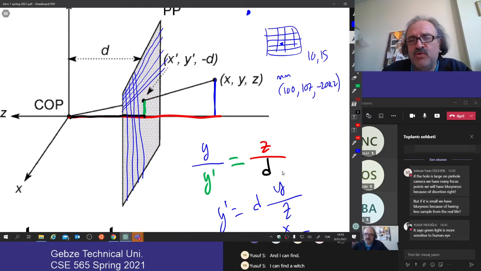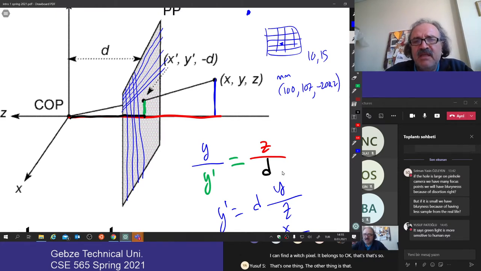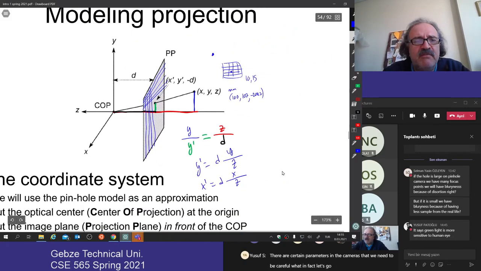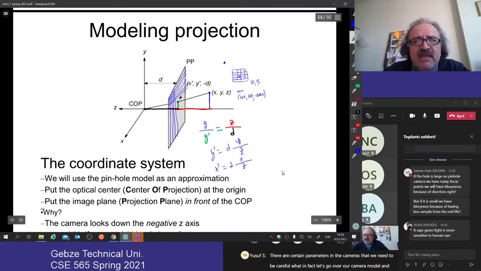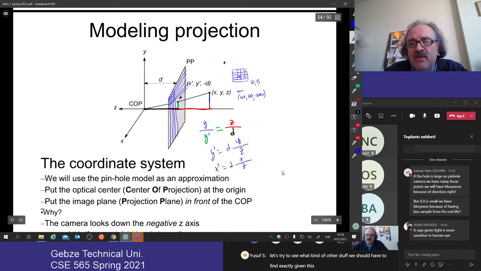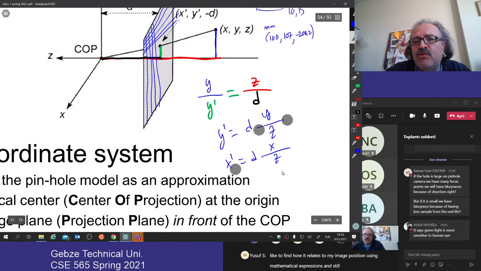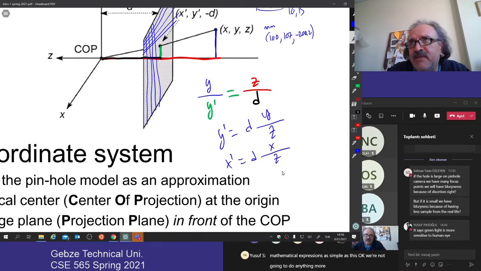Which pixel it belongs to. Okay, that's one thing. The other thing is that there are certain parameters in the cameras that we need to be careful about. In fact, let's go over our camera model and see what other stuff we need, to find exactly, given this XYZ in the real world, how it relates to my image position using mathematical expressions as simple as this. We are not going to do anything more complicated than multiplication and division.